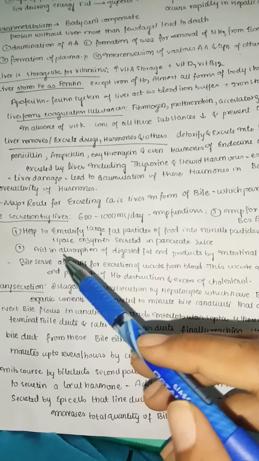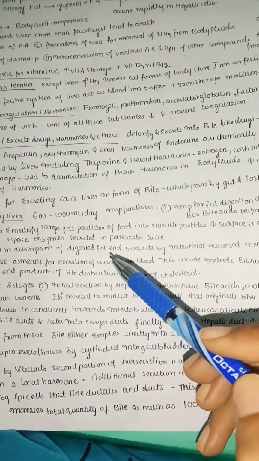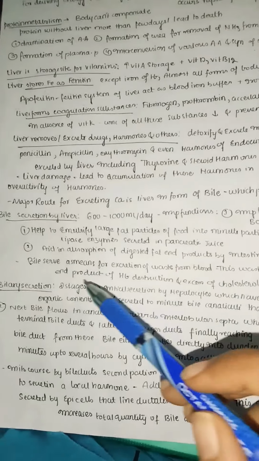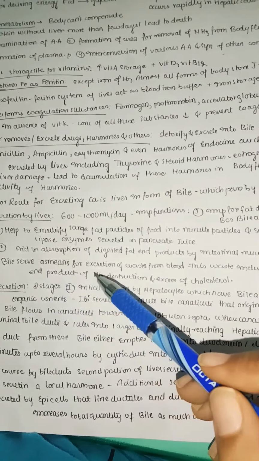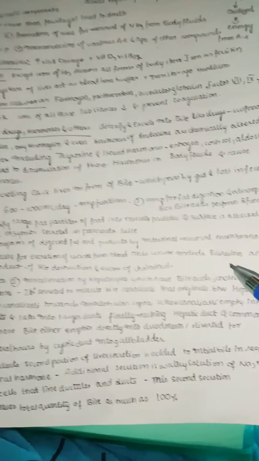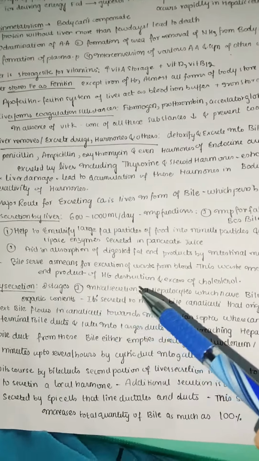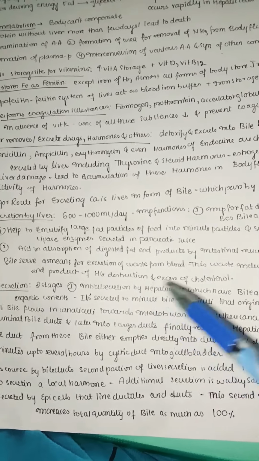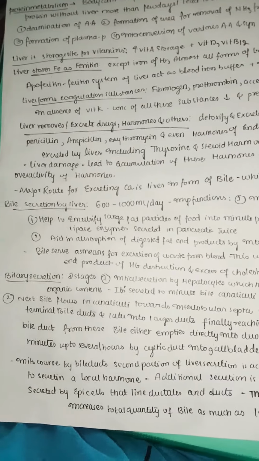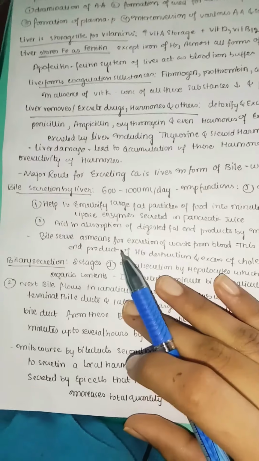And bile also aids in absorption of digested fat and products by the intestinal mucosal membrane. And bile serves as a means for excretion of waste from blood. So this waste includes bilirubin, an end product of hemoglobin destruction, and even excess cholesterol. So excess cholesterol, bilirubin, all these waste products are excreted by means of bile.